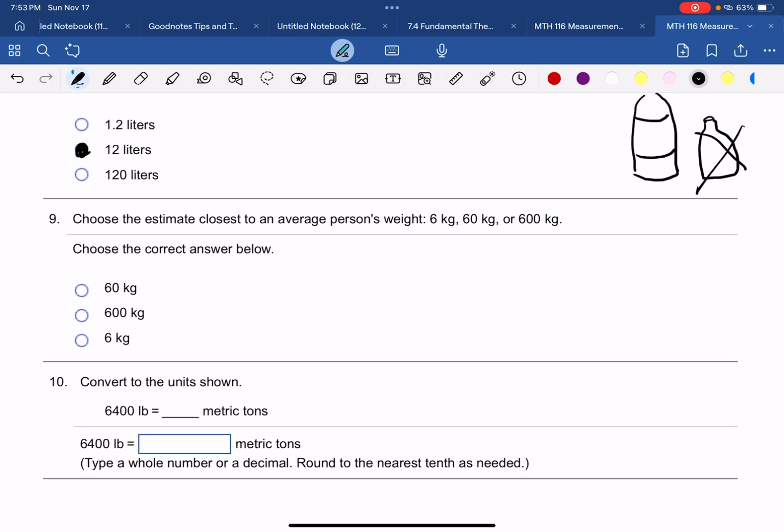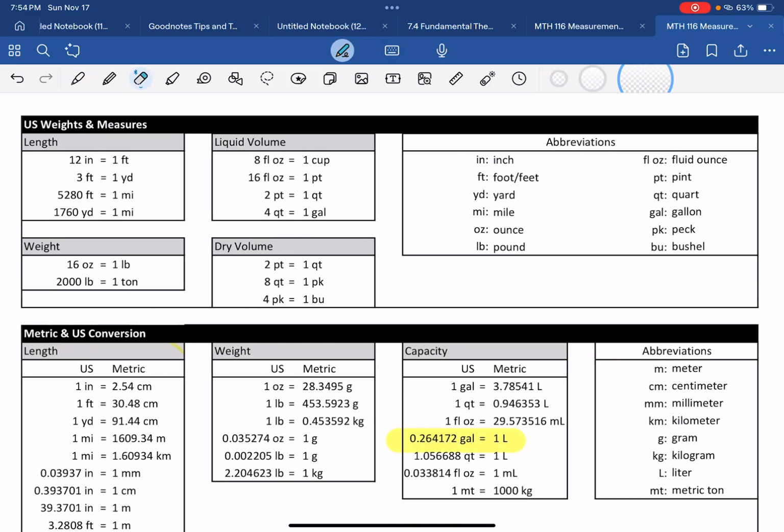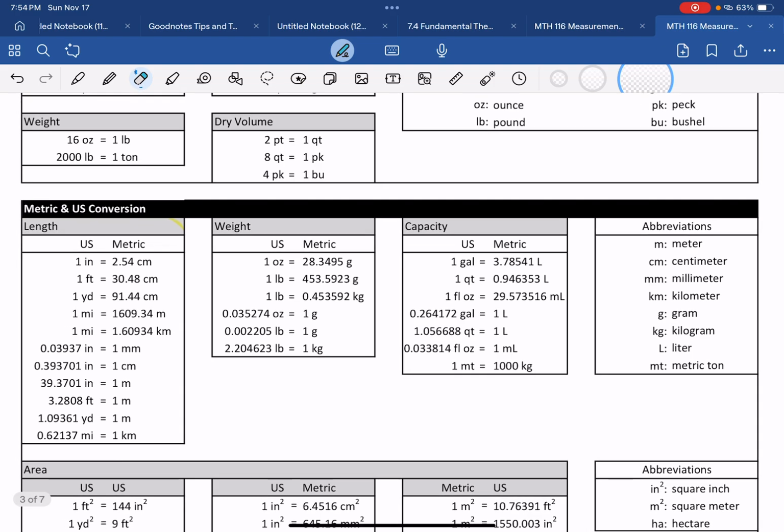Choose the estimate closest to an average person's weight. Now, an average person, it's very hard to define, but let's just say 150 pounds, okay? And once we get 150 pounds and change it over to kilograms, we'll have an idea which one of these is right. So we're going to change pounds to kilograms, okay? And so I go over to my conversion factor, and I'm looking for pounds and kilograms. So 1 pound, you can see it right here. 1 pound is 0.453592 kilograms. Or you can do the 2.204623 pounds in 1 kilogram. Either one of those is going to work the same.